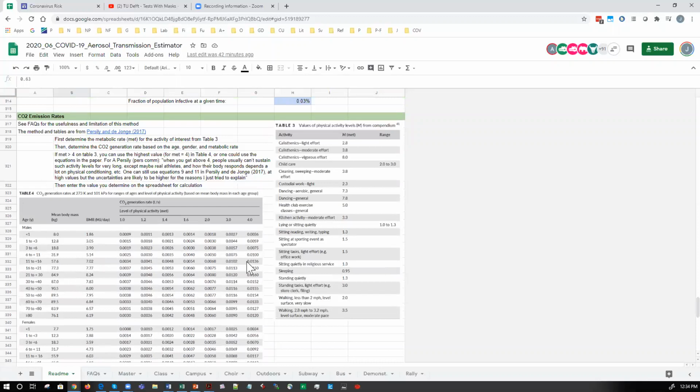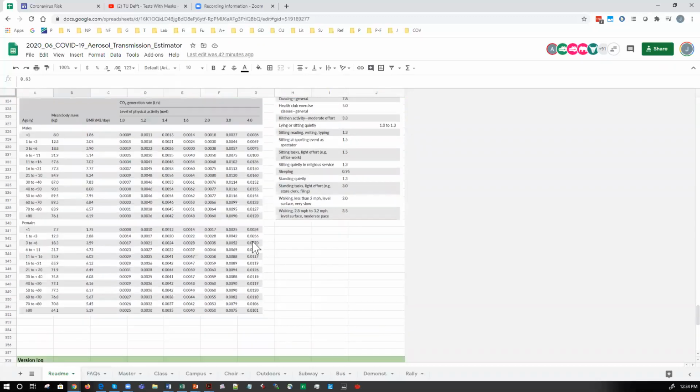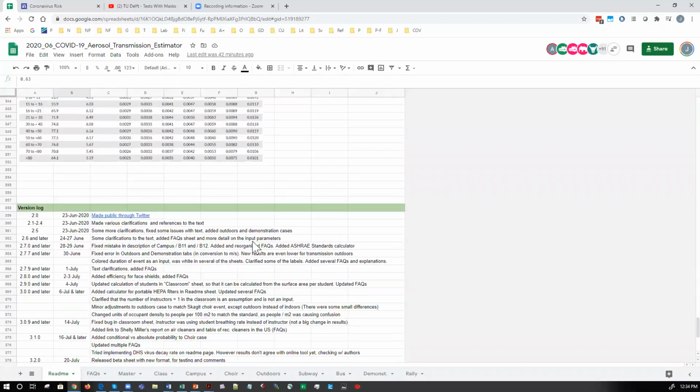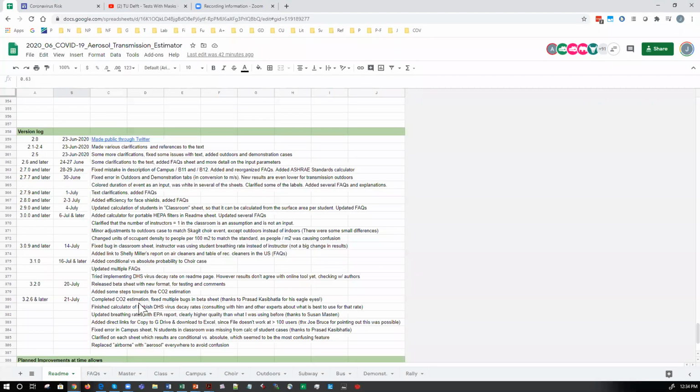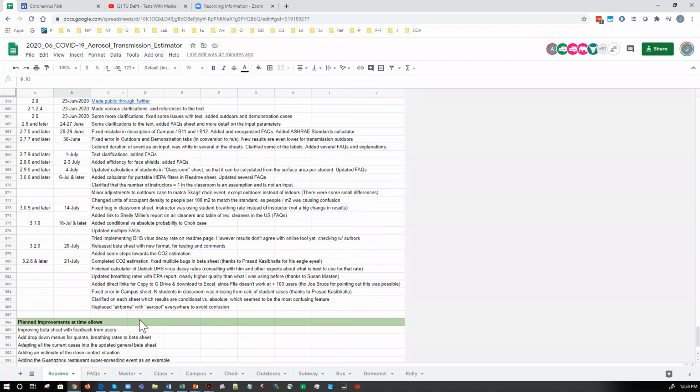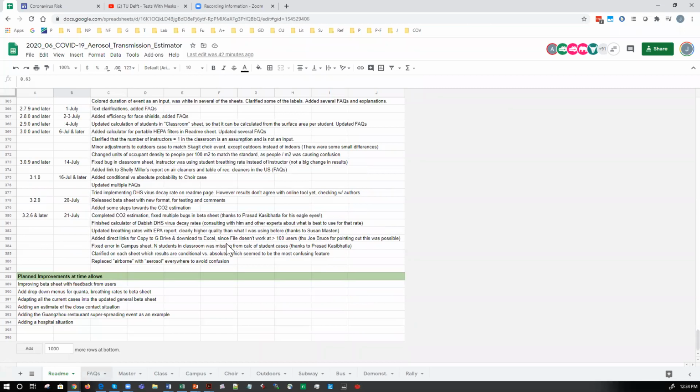If the CO2 goes up, oops, we need to stop. Or maybe the ventilation system has failed. If the CO2 level is lower, then we are safer. So it's like some indicator of safety, even though it is imperfect. And here at the end, I have the version logs and the things that I plan to improve if I have time. Next, we have the frequently asked questions. And here, you can read them, but basically, I try to explain the answers to the questions I get all the time.